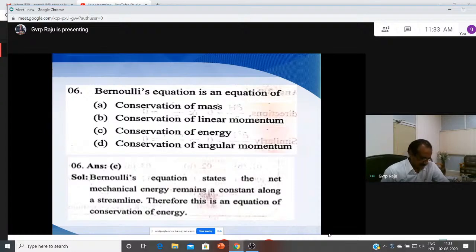Question 6. Bernoulli's equation is the equation of conservation of energy, because all these terms are energies. Bernoulli's equation states that the net mechanical energy remains constant along a streamline. Therefore, this is an equation of conservation of energy. So 6 is C.